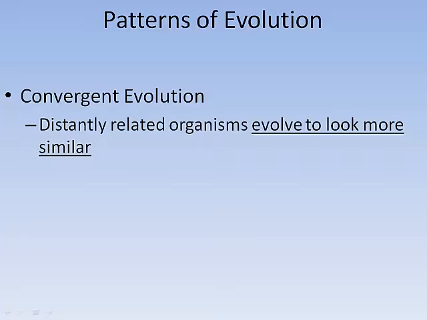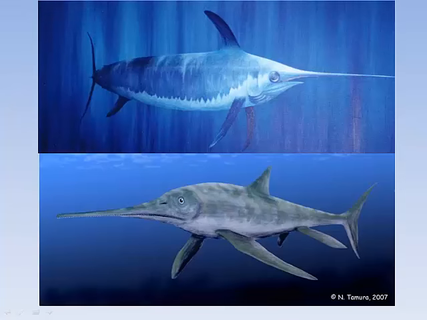Another pattern of evolution is called convergent evolution. That's when distantly related organisms evolve to look more similar. So here are two deep sea animals. One of these animals is alive today, and you can order it in a restaurant. The other has been gone for millions and millions of years. The one on top is a swordfish, which you can go out in a boat and catch today. This is a dinosaur. But if you look at them, they have very, very similar features.